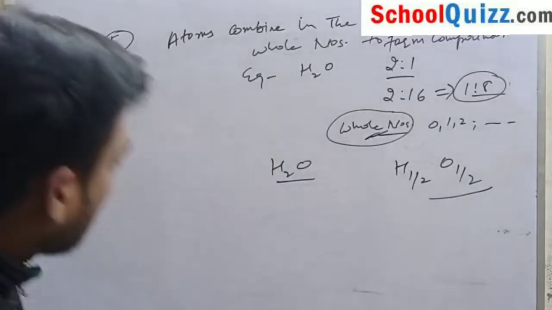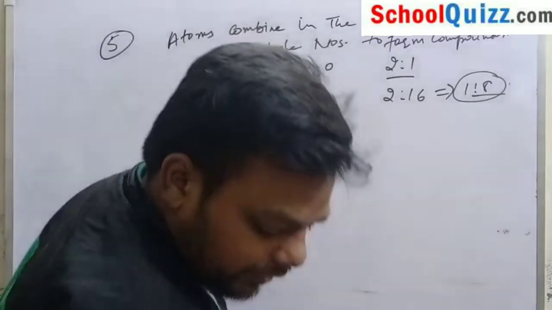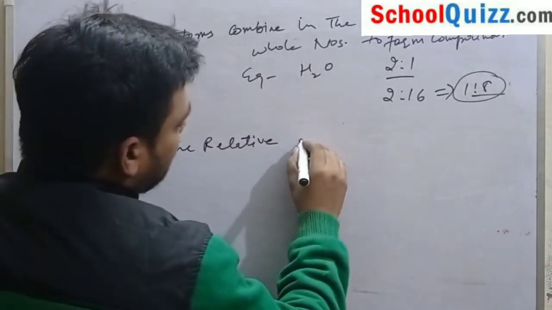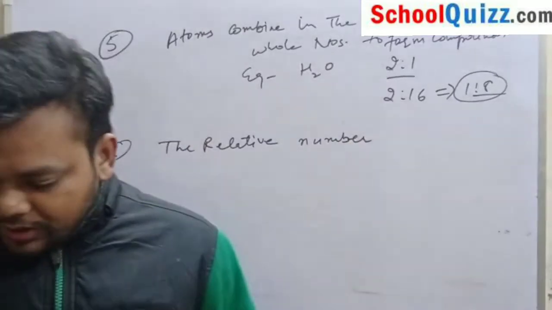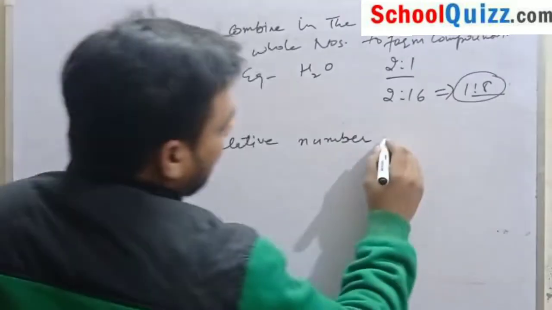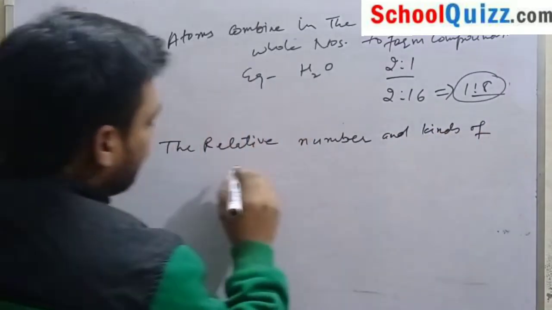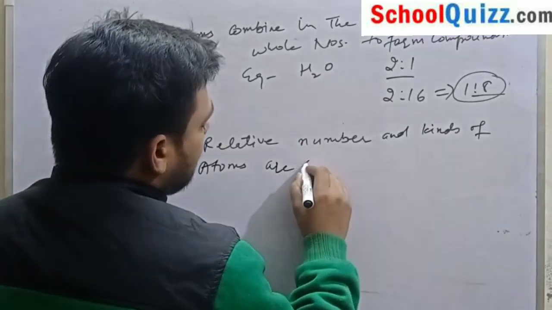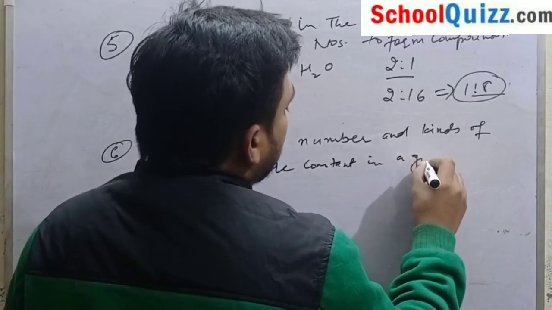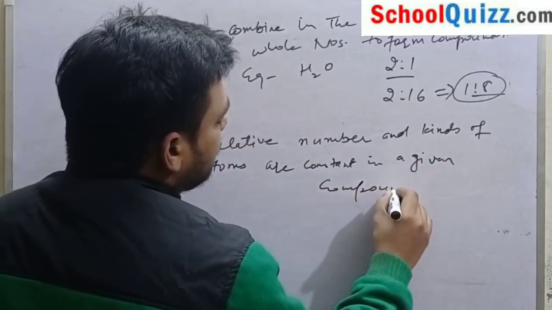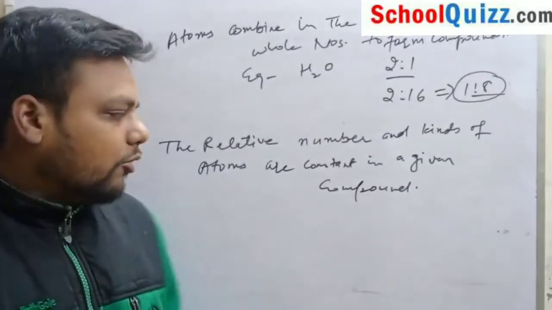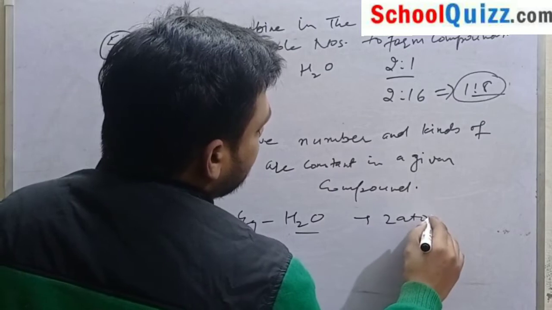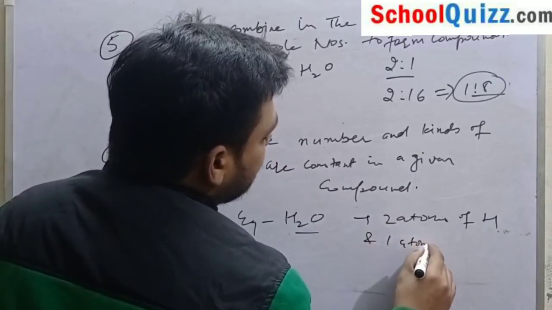Okay. Now we will move to our sixth postulate. The relative number and kinds of atoms are constant in a given compound. For example, if we take a molecule of water, it is fixed, that is there will be two atoms of hydrogen and one atom of oxygen.